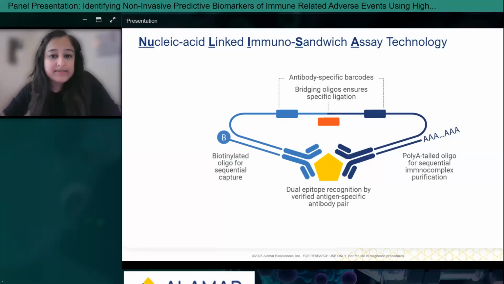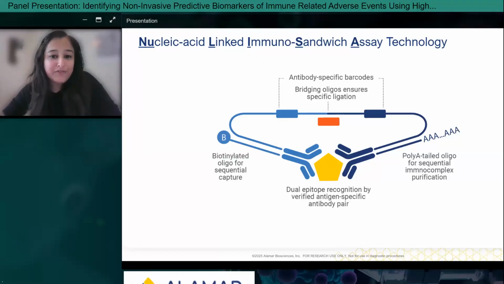What's unique about NULISA is that apart from the target-specific barcodes on each antibody, the antibodies also have capture tags. The capture antibody, shown in dark blue here, has a poly A tail, and the detection antibody has a biotinylated oligo tail. And what this enables us to do is to go through sequential rounds of immunocomplex purification to remove all sources of background and achieve really high levels of assay sensitivity.